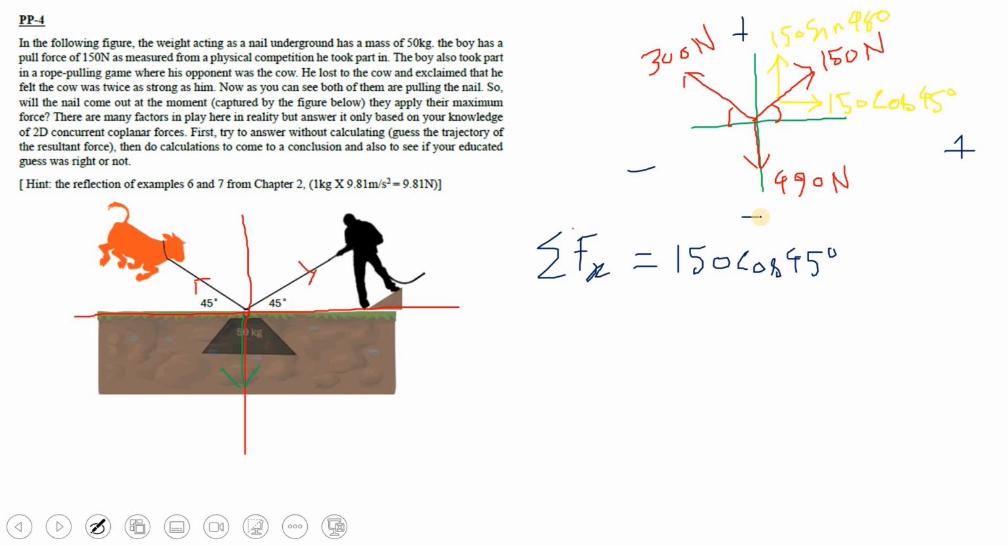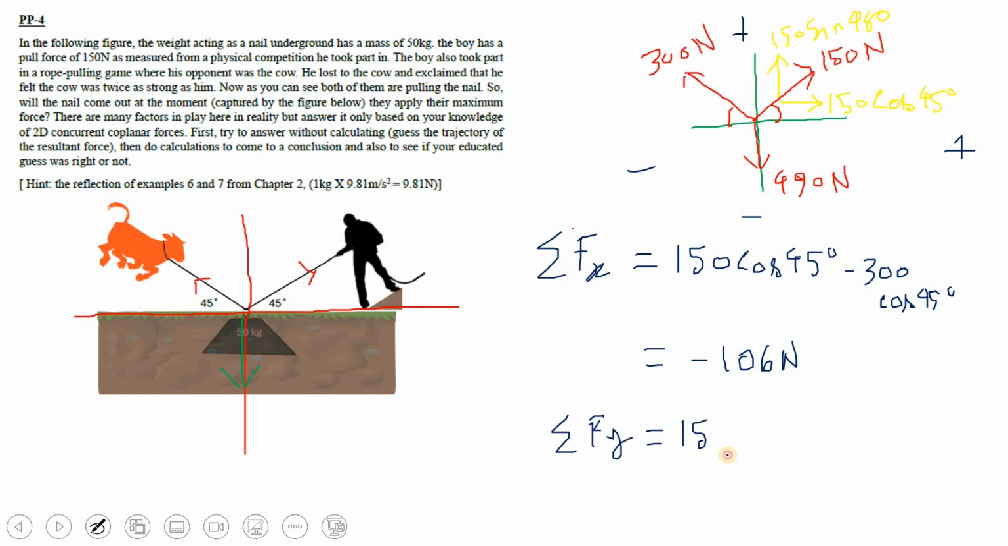All right, now what else we have here? We have another force that is the component of the 300 newtons. So we're just going to write that up here. Negative 300 cos 45 degrees. All right, so if we do the calculations here, we're going to get negative 106 newtons.